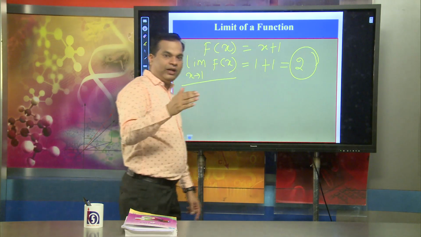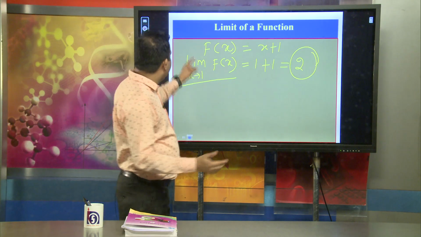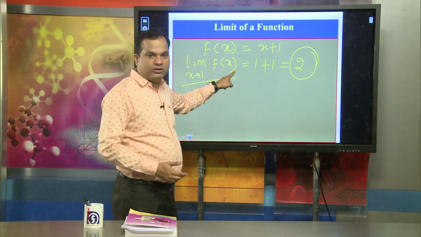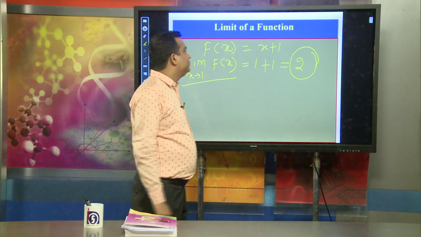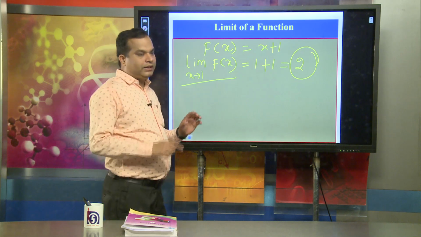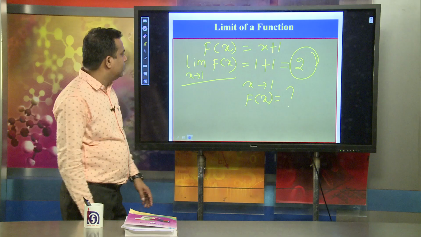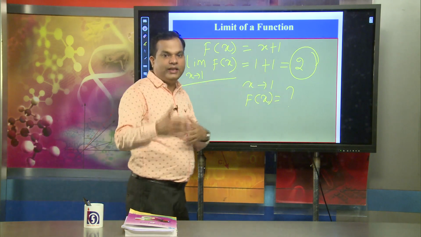That means when x approaches 1, what will be the value of f of x? The limiting value of the function, that is x plus 1, equals 1 plus 1 equals 2. Let us see again: when x approaches 1, what will be the value of f of x? You see, x approaches 1, not exactly 1. That means we can go near to 1.